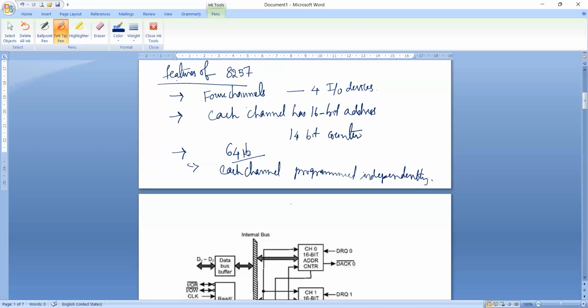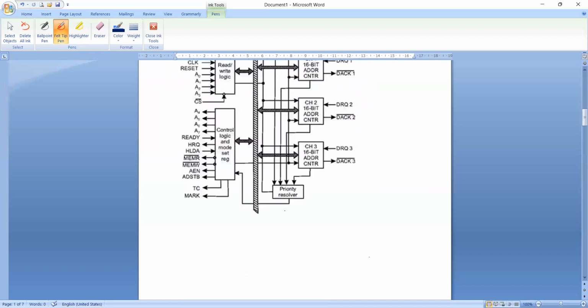Now, when data transfer takes place between the DMA controller and memory, that process is called master mode. Now we'll see the block diagram of the 8257 controller.